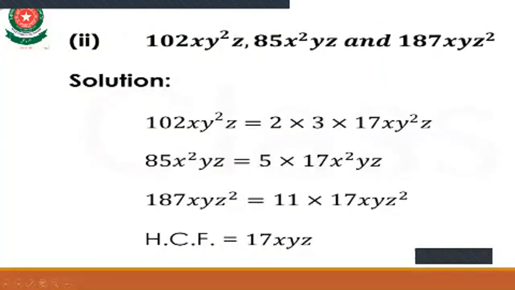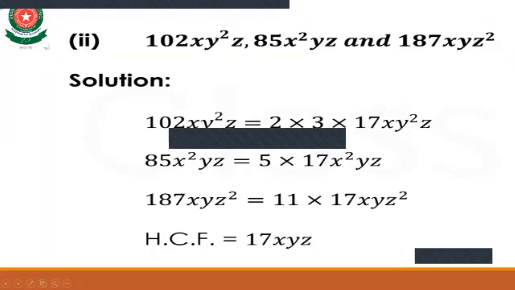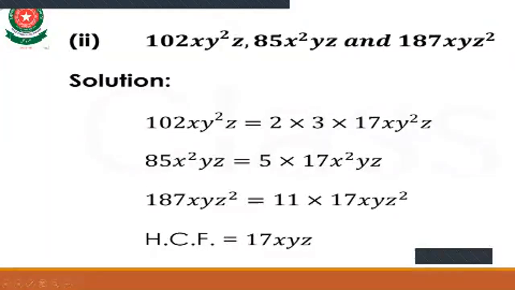The least power in all three terms is x^1. Here we have x, x^2 and x. The smallest power is x^1, so taking x^1 common. In y, we have y^2 in the first term, then y and y. The smallest power is y, so y is common. And for z and z^2, the smallest power of z is 1, so z is common. So the highest common factor in all these terms is 17xyz.